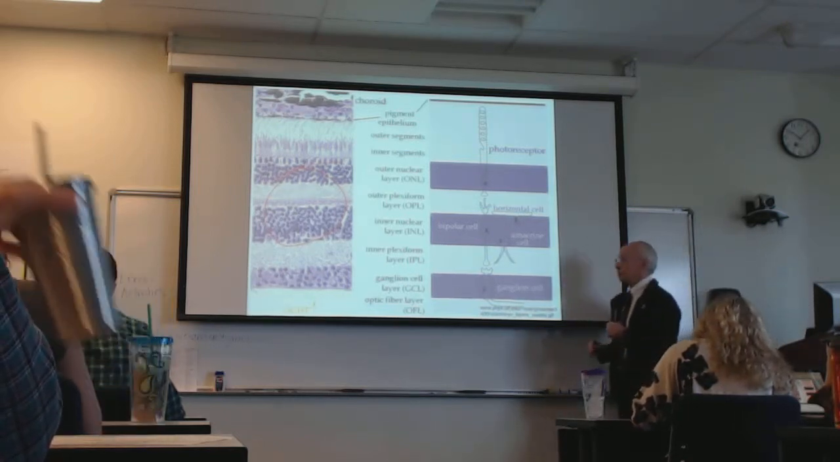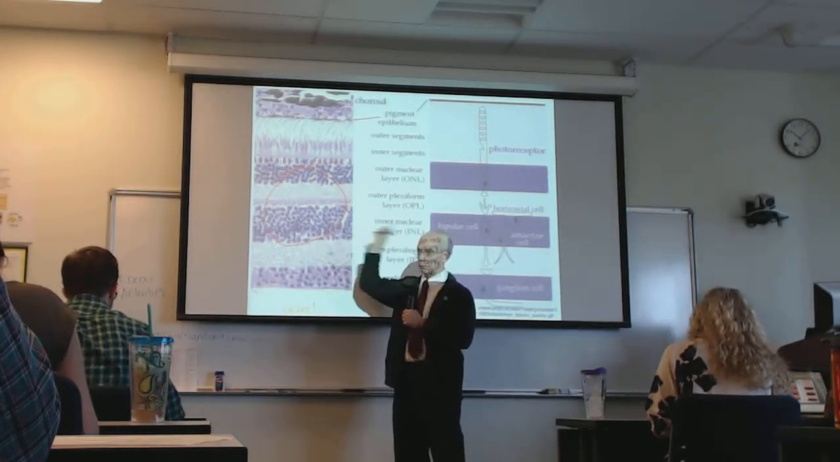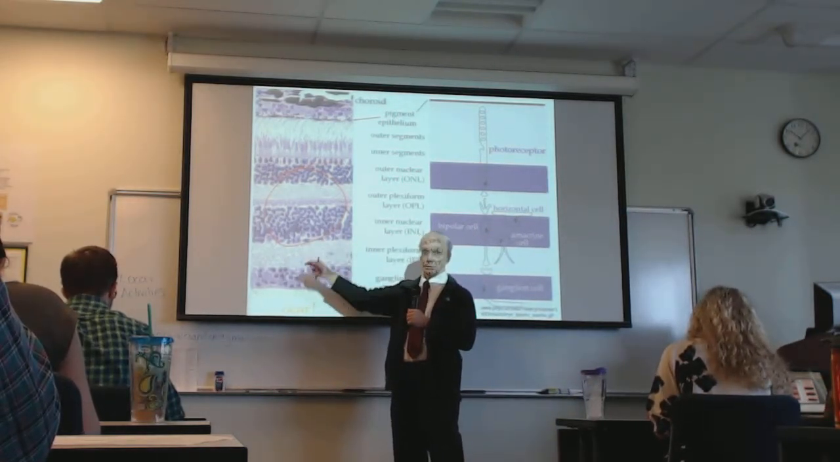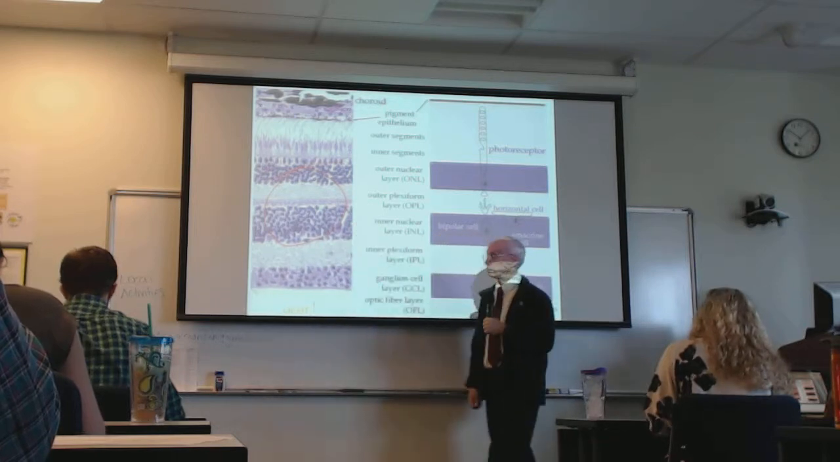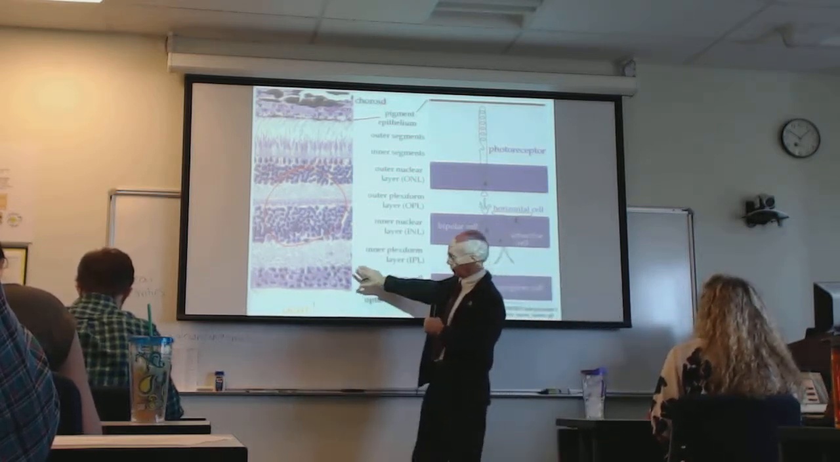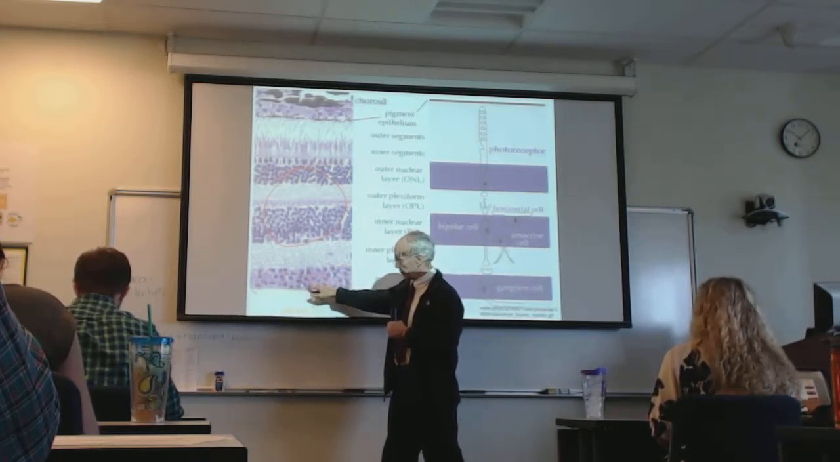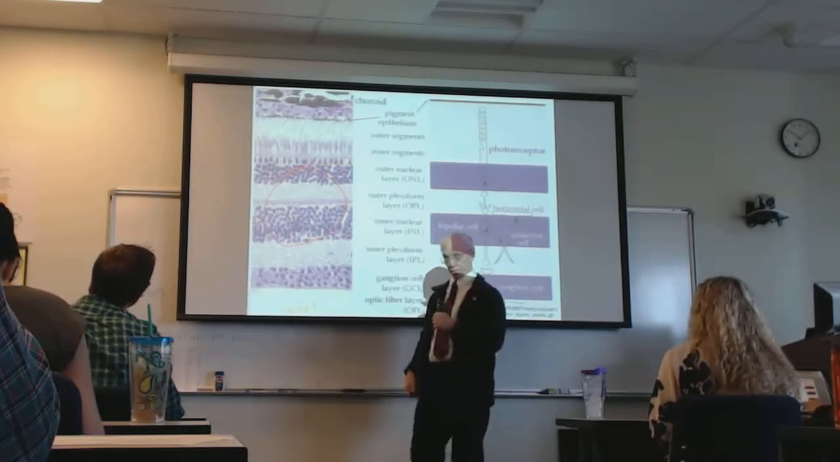It's important to realize that some of these cells are sending information laterally, and some of them are sending information more vertically in this illustration. But ultimately, when all that processing is done, once again, the ganglion cells will send their axons off to the optic nerve.